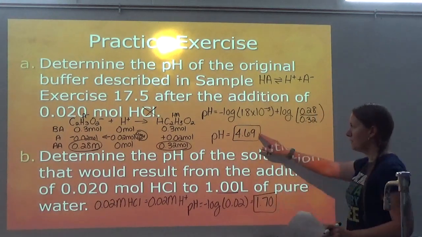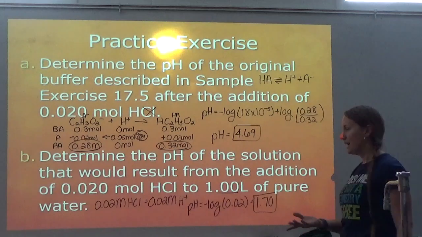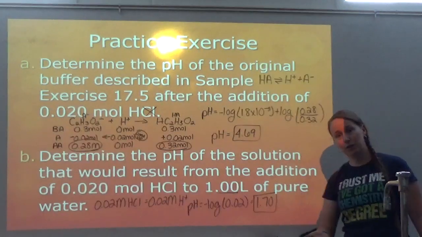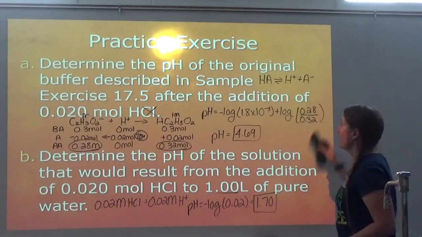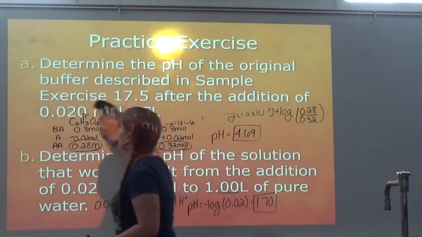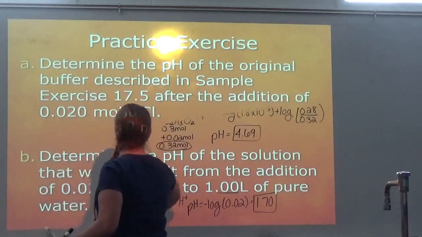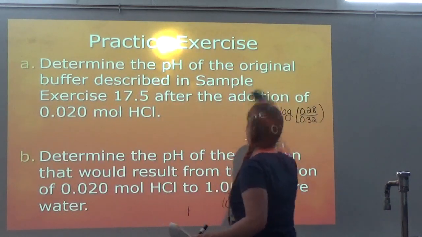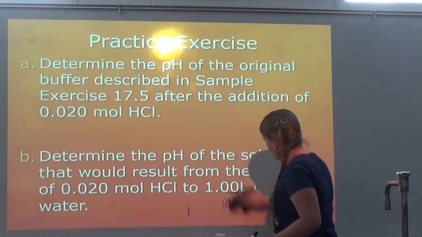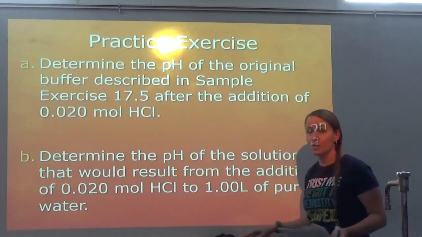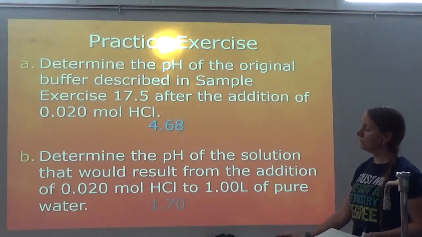So see, in the buffer, it went to 4.69. Without the buffer, it went all the way to 1.70. So remember, the buffer is there to neutralize some added acid and base, whereas water by itself is not a buffer, so it can't really neutralize anything added, so its pH changes drastically.